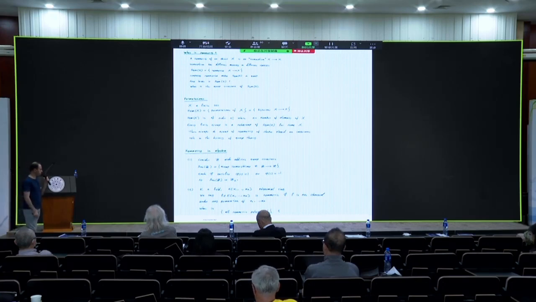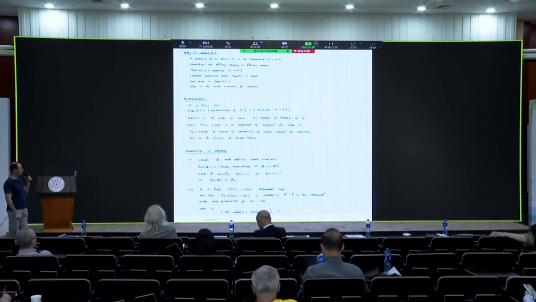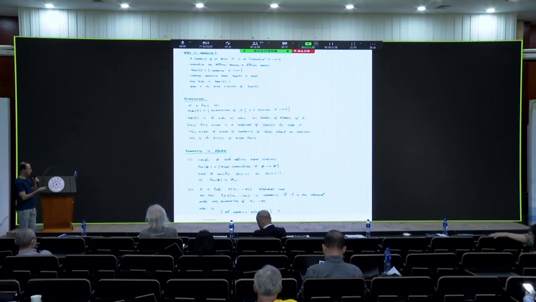Let's now move to taking k to be a field, and then k[x1, ..., xn], the polynomial ring over this field. We say a polynomial f is symmetric if this f is not changed under any permutation of these variables x1 to xn. Then you could ask the question, if you put all the symmetric polynomials together, what do you get? Well, you get a subalgebra of this polynomial ring.